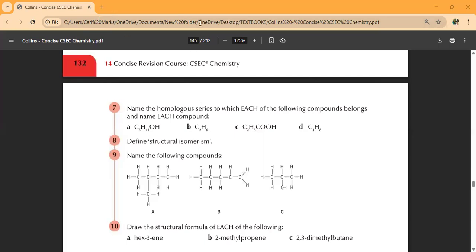Okay, girls, what's the name for A? Come on, somebody give me the answer. It's 2-methylbutane. Yes, that's correct. 2-methylbutane. Anybody else got that?